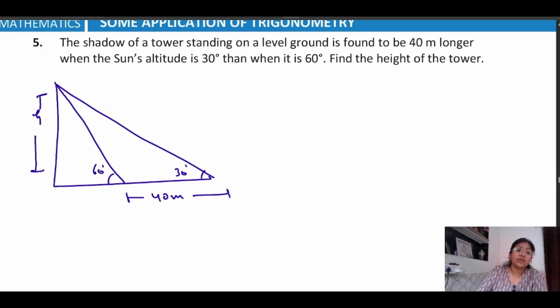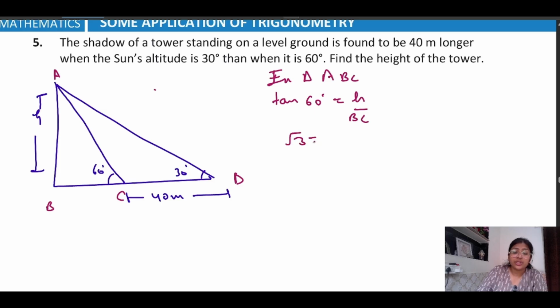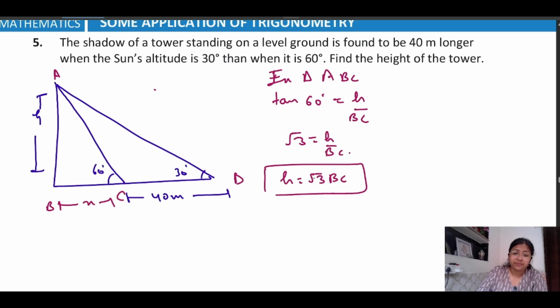Again, do the labeling of the triangle A, B, C, D. In triangle ABC, tan 60 equals h over BC. The value of tan 60 is root 3, so root 3 equals h over BC. So the value of h is root 3 BC. Let this BC be x. So h is equal to root 3x.